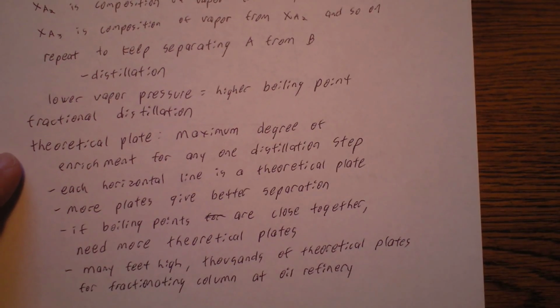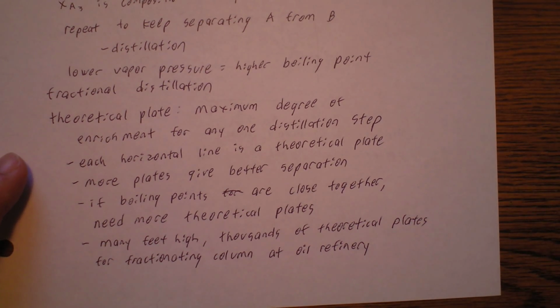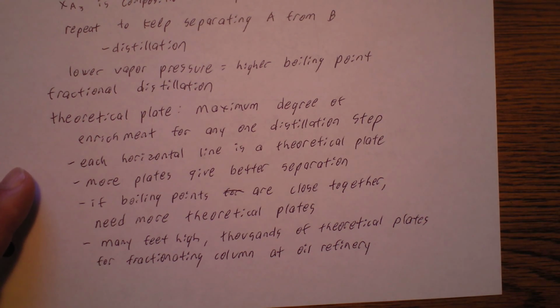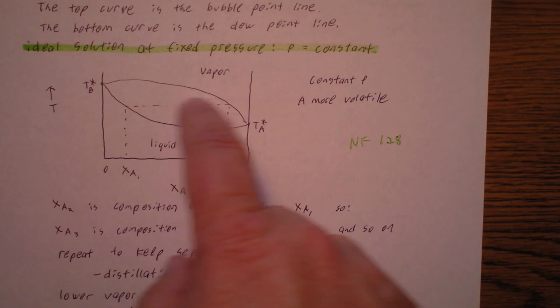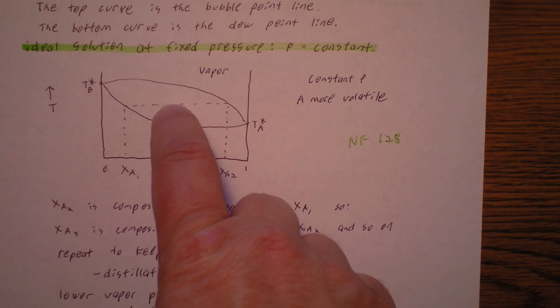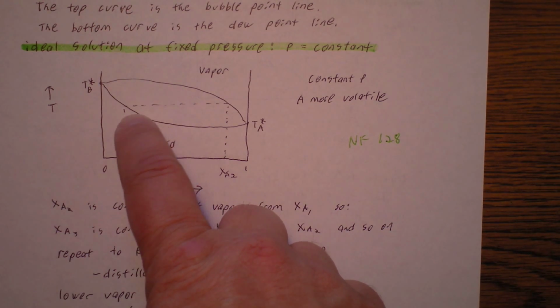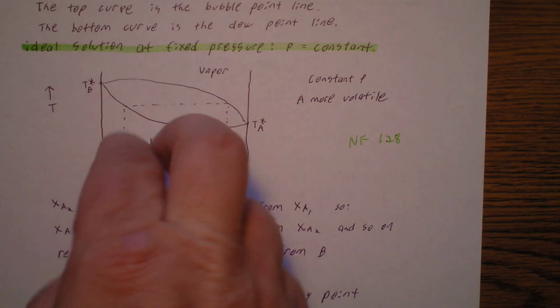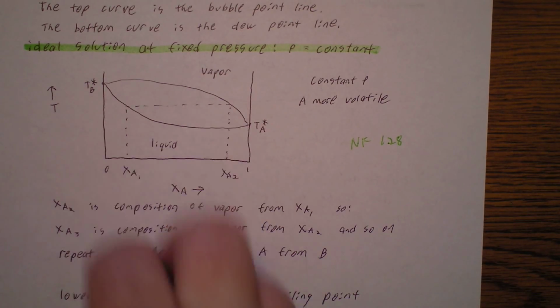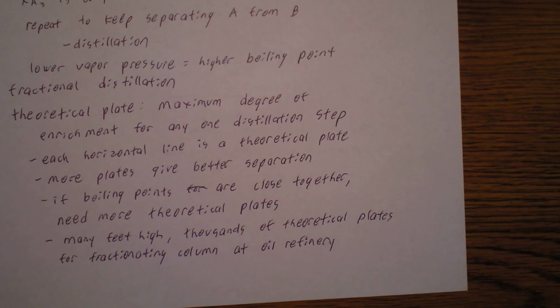So let's say we have a theoretical plate. So the maximum degree of enrichment for any one distillation step, each horizontal line in this graph is a theoretical plate. So if you start out here and you want to separate them by boiling, however wide this line is, that's the most you can separate them.